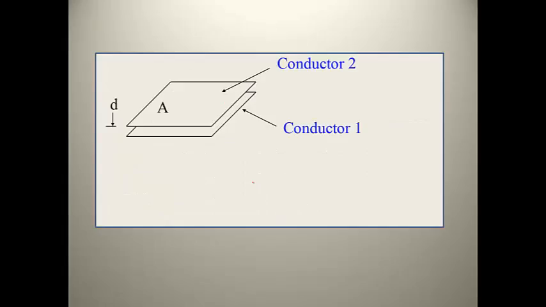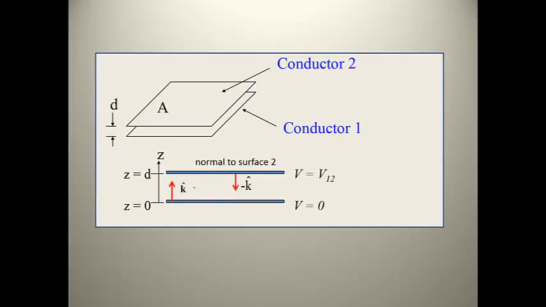So again, our picture of the capacitance, and we have the E field defined in this region right here. And if you look at that, then here's the result that we got. The E field is in the opposite direction, so it's in the direction of the normal to surface 2, or minus k hat. So minus k hat times V12 over d, which is the magnitude of E.